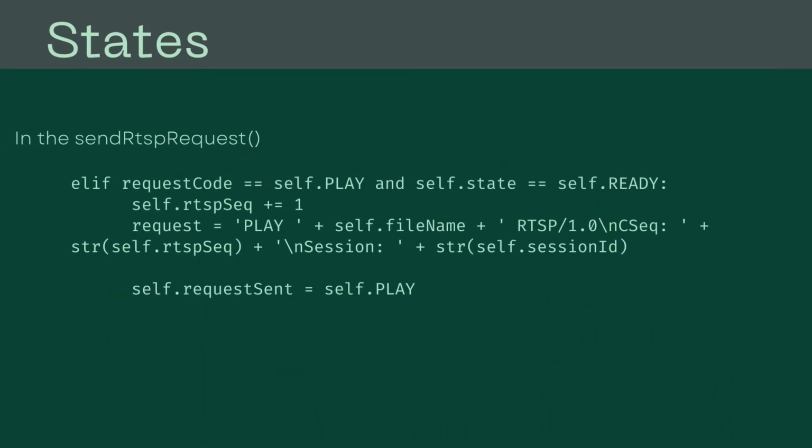Here is the logic implementation of a request transition. This is for a play request. So here, this handler assumes the prerequisite that the server is in ready state. Also, it increments the frame sequence and the response of the server is parsed and the RTSP state is set to playing.